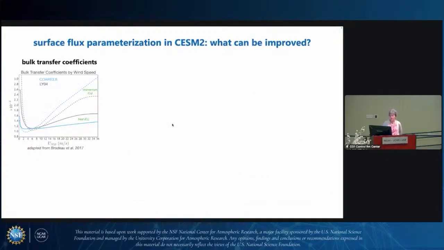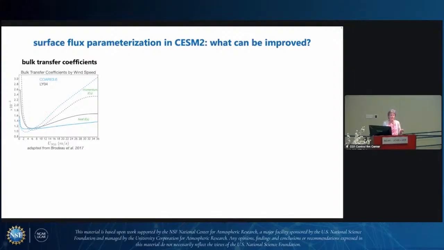Okay, and so here is what could be improved. Good, you can see this. So the first is the bulk transfer coefficient. If we swap the Large and Yeager, the gray curve, bulk transfer coefficients with those from the CORE, you can see that we should overall reduce the evaporation from the global oceans.